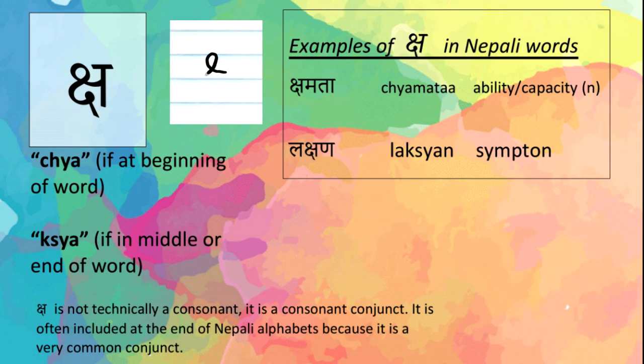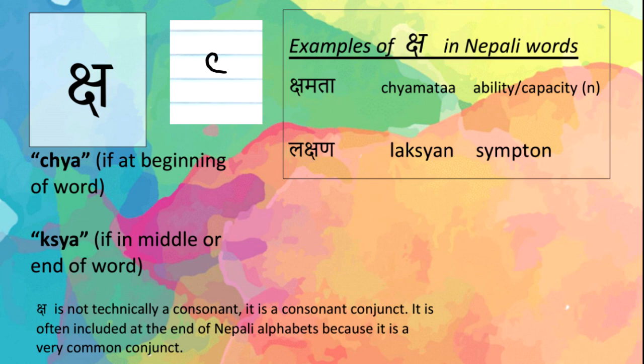So our last three letters aren't actually even consonants in the Nepali alphabet. They're actually called consonant conjuncts, which are basically two consonants combined together to form a dual sound. The reason that these three are often included in the Nepali alphabet, like I mentioned before, is that they're very commonly used. So our first one of these has actually two different pronunciations.